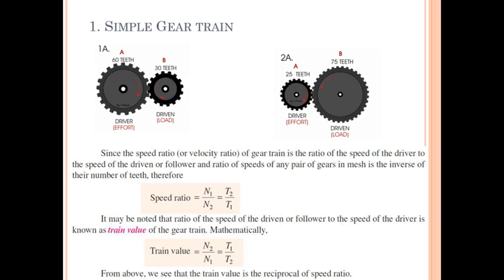For a simple gear train, the speed ratio is equal to the speed of the driver divided by the speed of the driven gear, isn't it? Now it may be noted that the ratio of the speed of the driven or follower to the speed of the driver is known as the train value. That means the reciprocal of the speed ratio is the train value, that is N2 upon N1, which is equal to T1 upon T2. Remember this for a simple gear train.